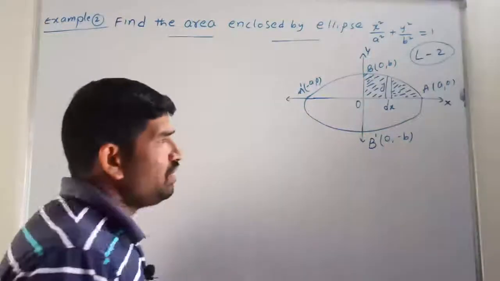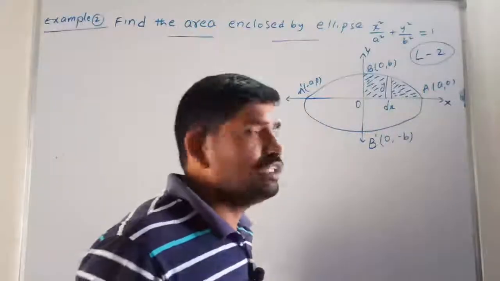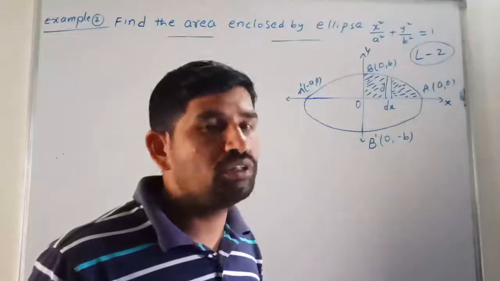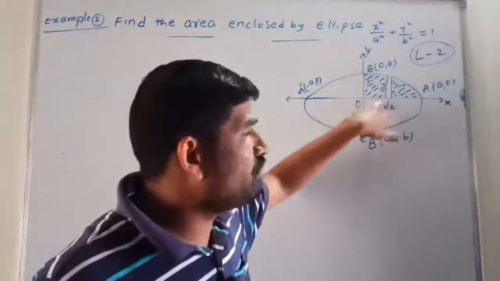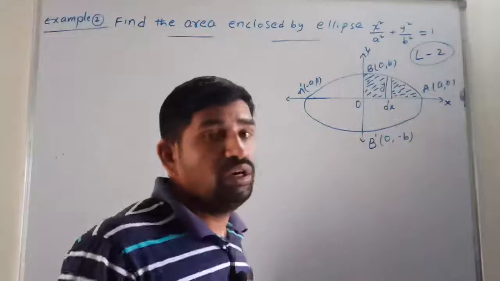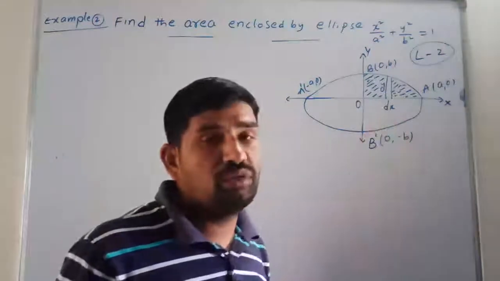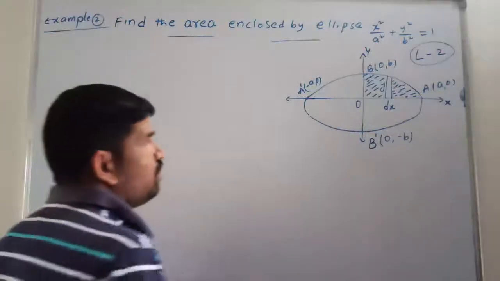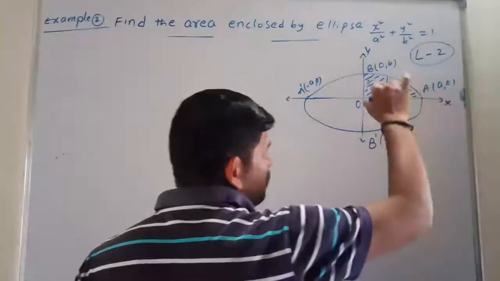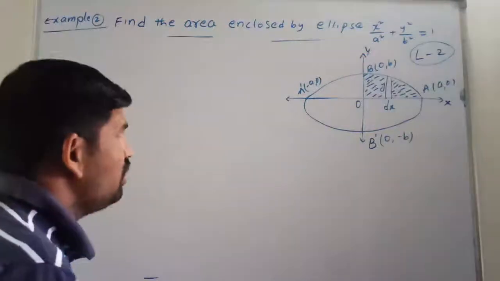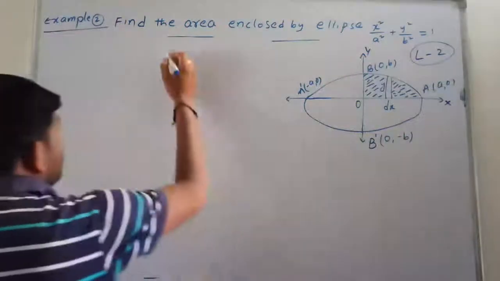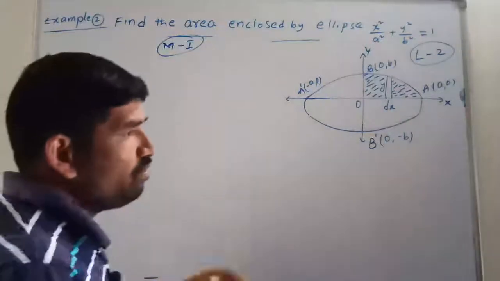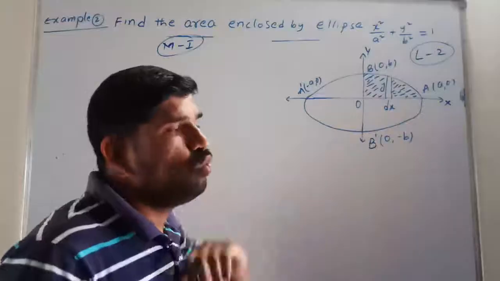Now students observe here, by taking this diagram we can draw two strips. There are two possibilities for drawing the strips. One is the vertical strip, which is parallel to the y axis, and the second strip we can draw is parallel to the x axis, that is the horizontal strip. Now this is method number 1. In this method we consider the strip as a vertical strip.